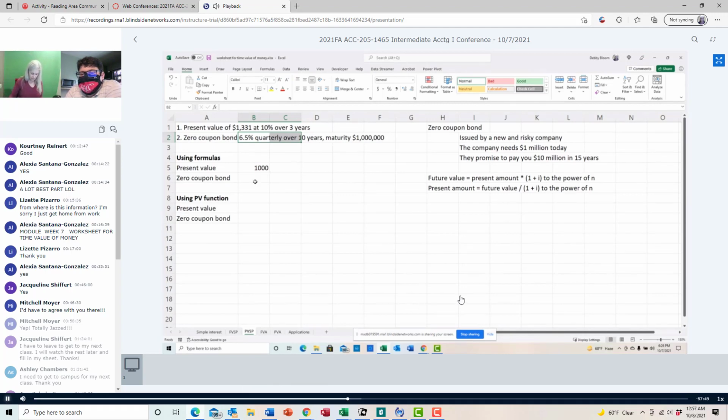So using formulas, I would take $1 million and divide it by 1 plus i to the power of n. So this is going to get a little bit complicated. 1 plus i would be 1 plus 6.5% divided by 4. Would be 1 plus 6.5% divided by 4.